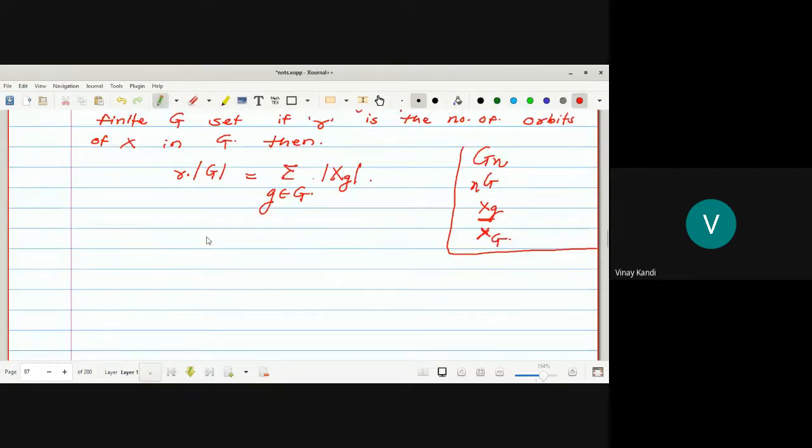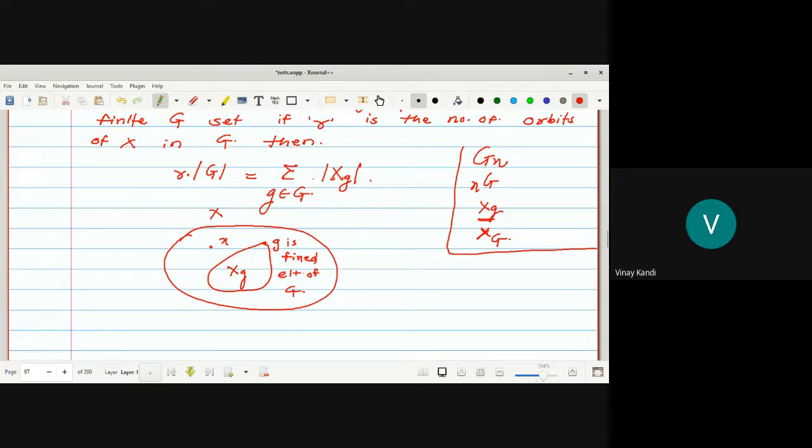On one side, r into order of G is equal to summation g belongs to capital G into order of xg. Okay, this is capital X. X is any element and g is fixed. I say xg, and g is a fixed element of capital G. For that g we can find this one xg.